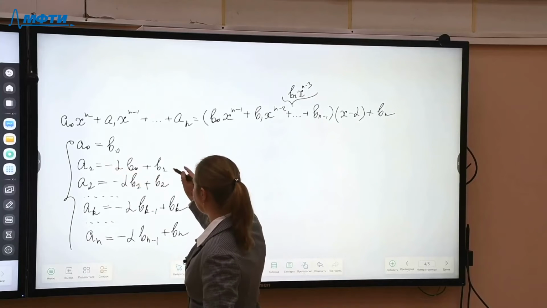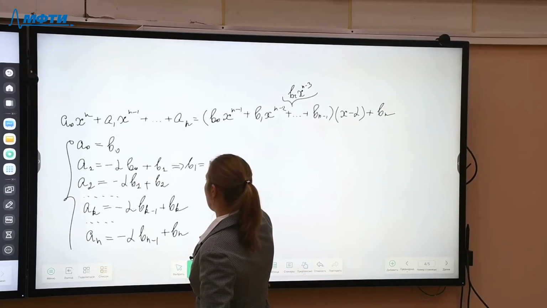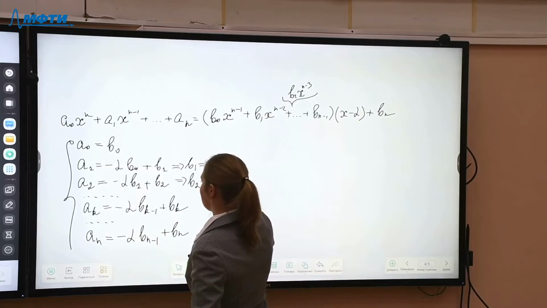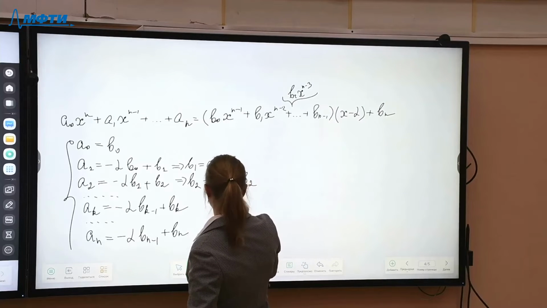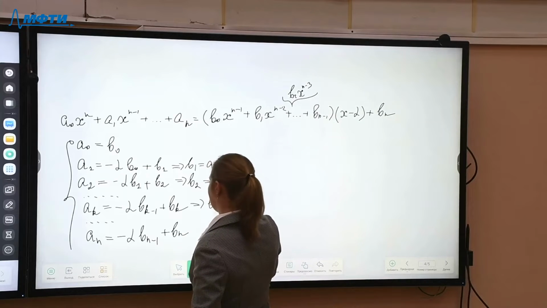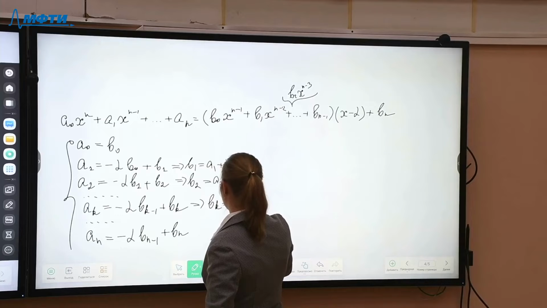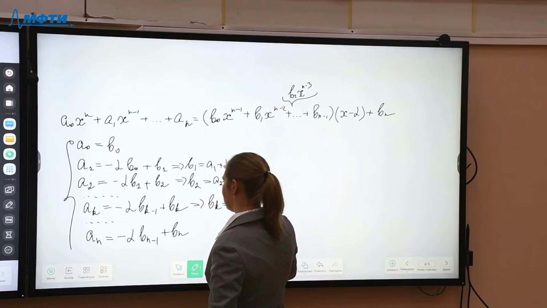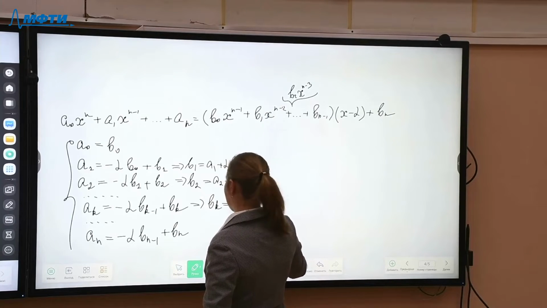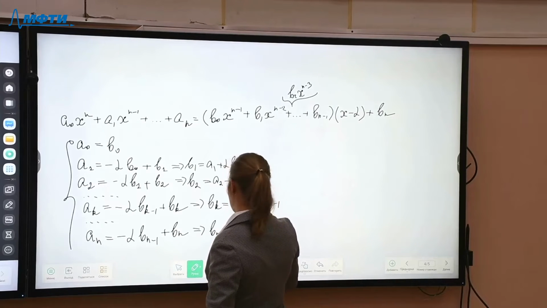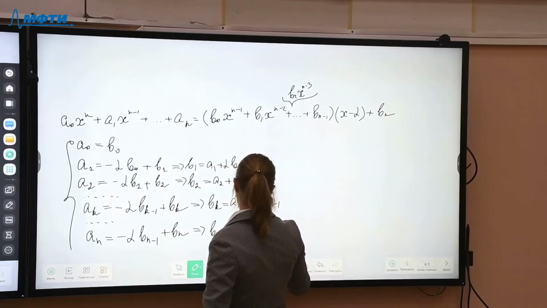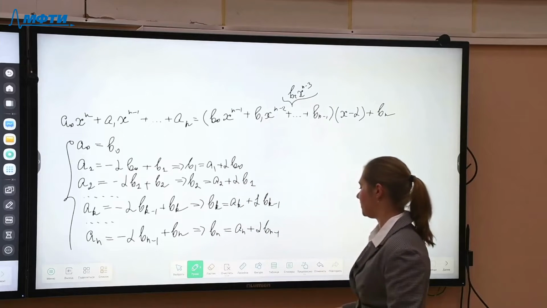So now we can find all the coefficients. b0 is a0, b1 is a1 plus alpha b0. Here b2 is a2 plus alpha b1. Here bk is ak plus alpha bk minus 1, and so on. And bn is an plus alpha bn minus 1. So this is our remainder.